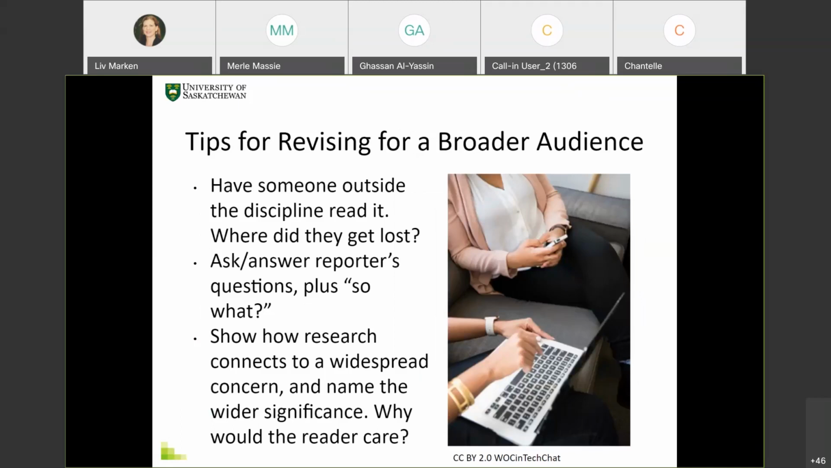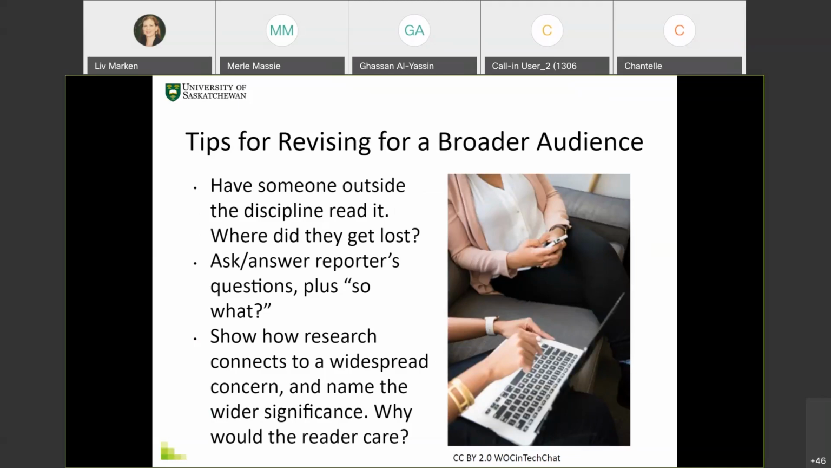Have somebody from outside the discipline read it and flag where they got lost. Where did terms need more explanation, for example? You also can use reporter's questions to force yourself to explain things a little bit. Just the simple who, what, when, where, why. And I think a really important one is so what? Why should the reader care?